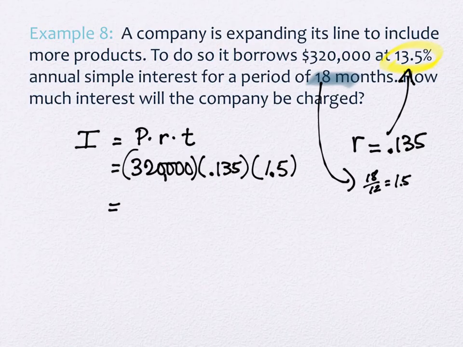So you're going to need a calculator. Go ahead and grab it and multiply these 3 numbers out. What do you get that they're paying in interest? $64,800 in interest.